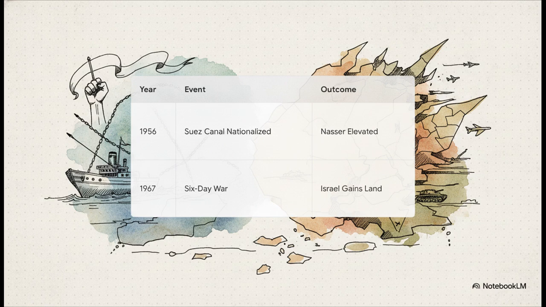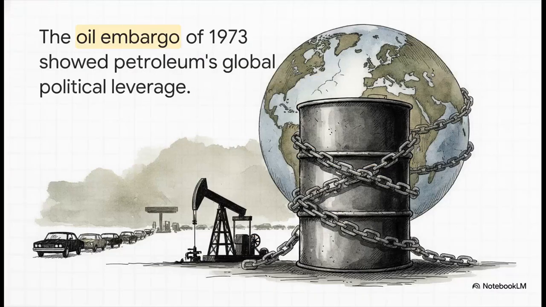Israel took control of the West Bank, the Gaza Strip, the Sinai Peninsula, and the Golan Heights. The actual physical landscape of the Middle East was being fundamentally redrawn through conflict. And those ripple effects, they didn't just stay in the Middle East, they reached the entire world.